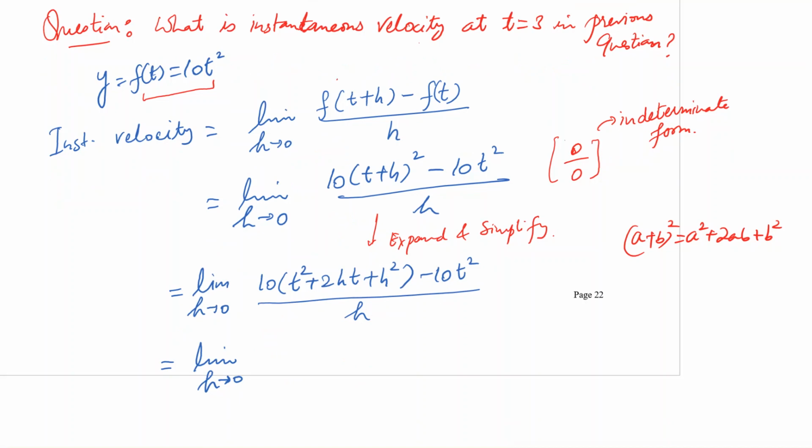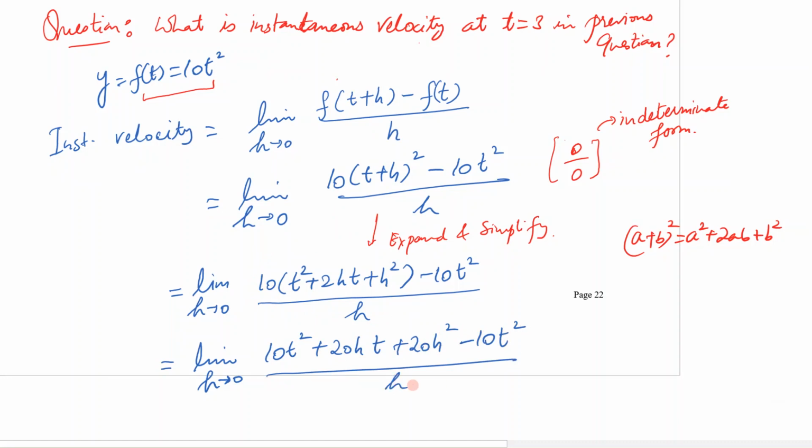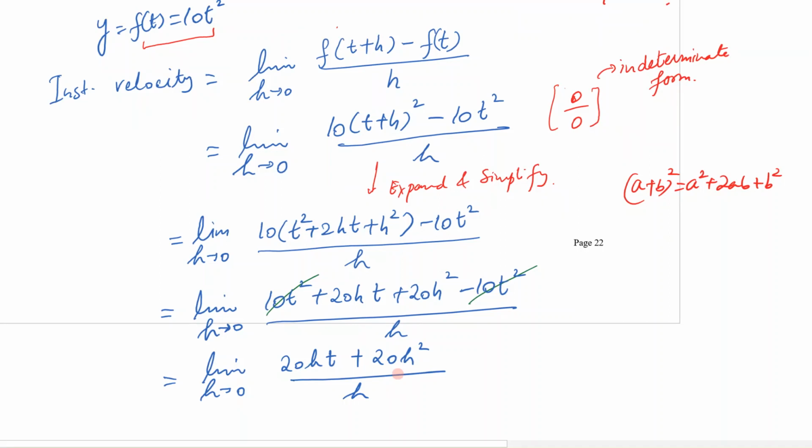So in the next step, we're going to expand this. So we get 10t squared plus 20ht plus 10h squared minus 10t squared. And if there are any like terms, combine them together. So in this case, we see that 10t squared and negative 10t squared cancel each other. And we are left with this expression.